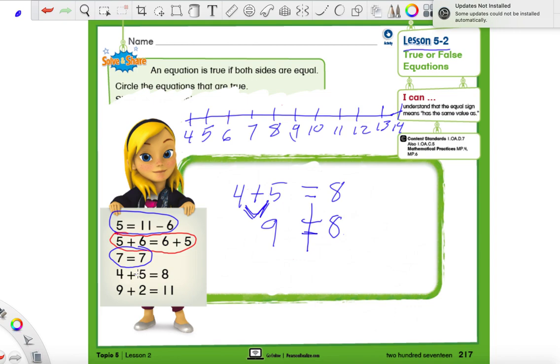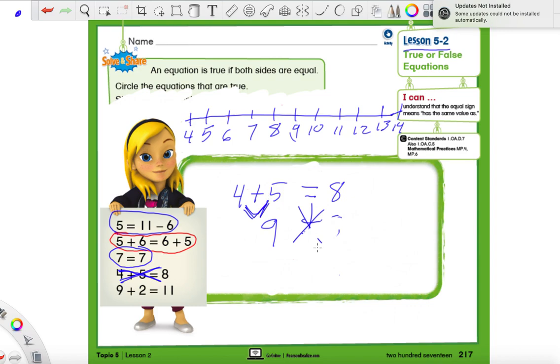What do you think? If you think it's the same, then circle 4 plus 5 equals 8. If you think they made a mistake and that this is not true, put an X over top. So what'd you do? Did you circle it or put an X? Well, I'm hoping that you all put a little X on top, because this is absolutely not true. If 4 plus 5 equals 9, then it's definitely not the same as 8. So no way.